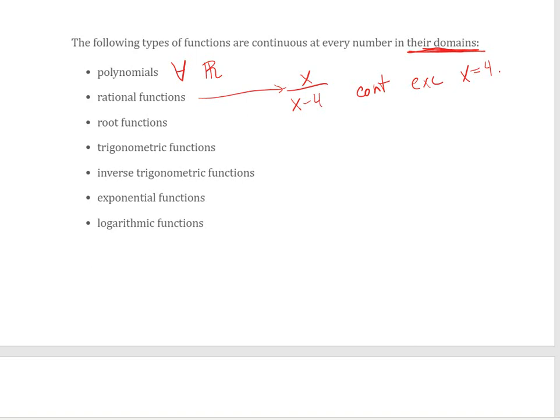Root functions are also going to be continuous for every number in their domain. So remember, you can only take the square root of non-negative numbers. As long as the stuff underneath is greater than or equal to 0, you're good. Trig functions, inverse trig functions, exponentials, and log functions. So what I'm going to do is, on our website on Canvas, post a little review sheet reminding you about how to find the domain for these specific functions: rational functions, root functions, trig functions, and log functions. Be sure to check that out on Canvas.